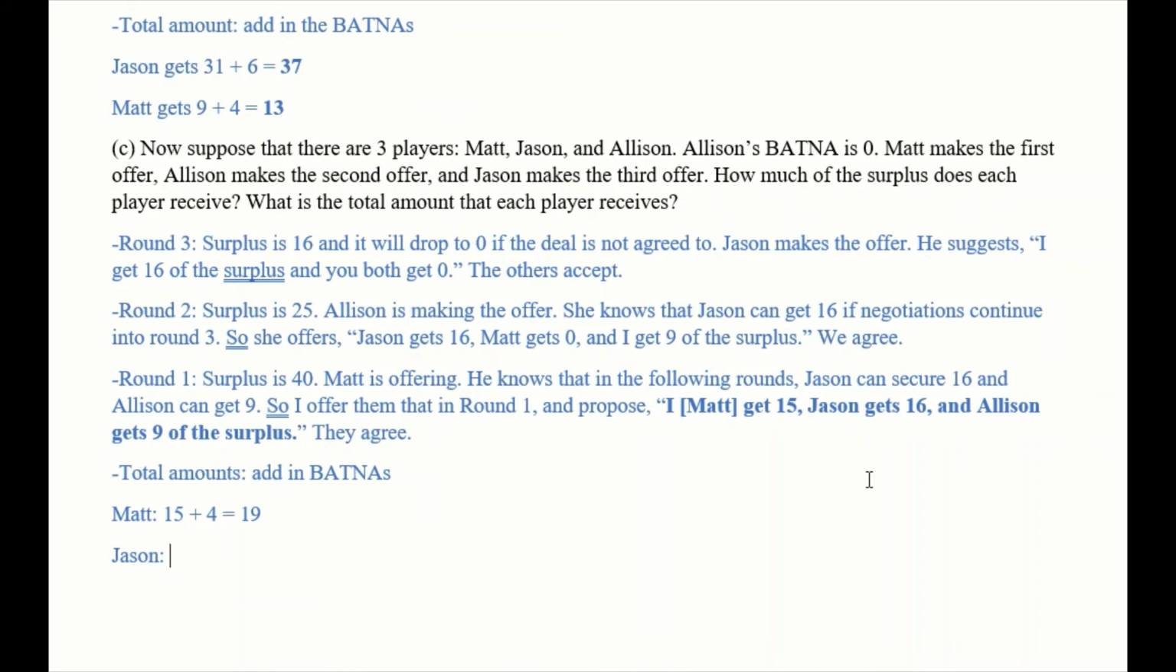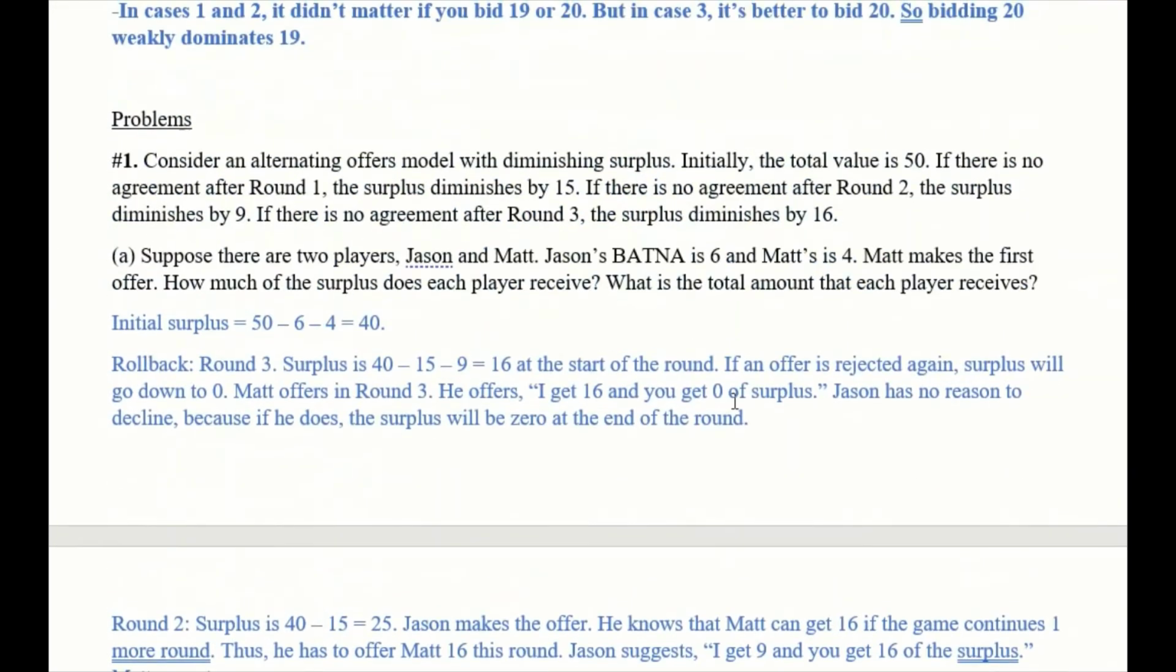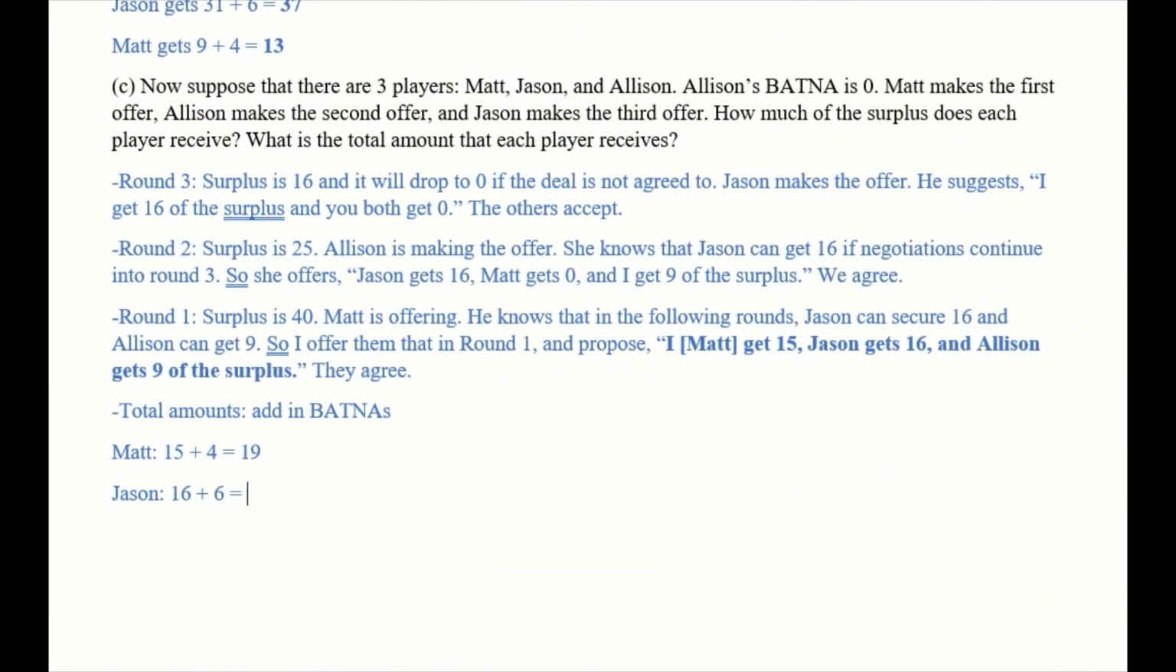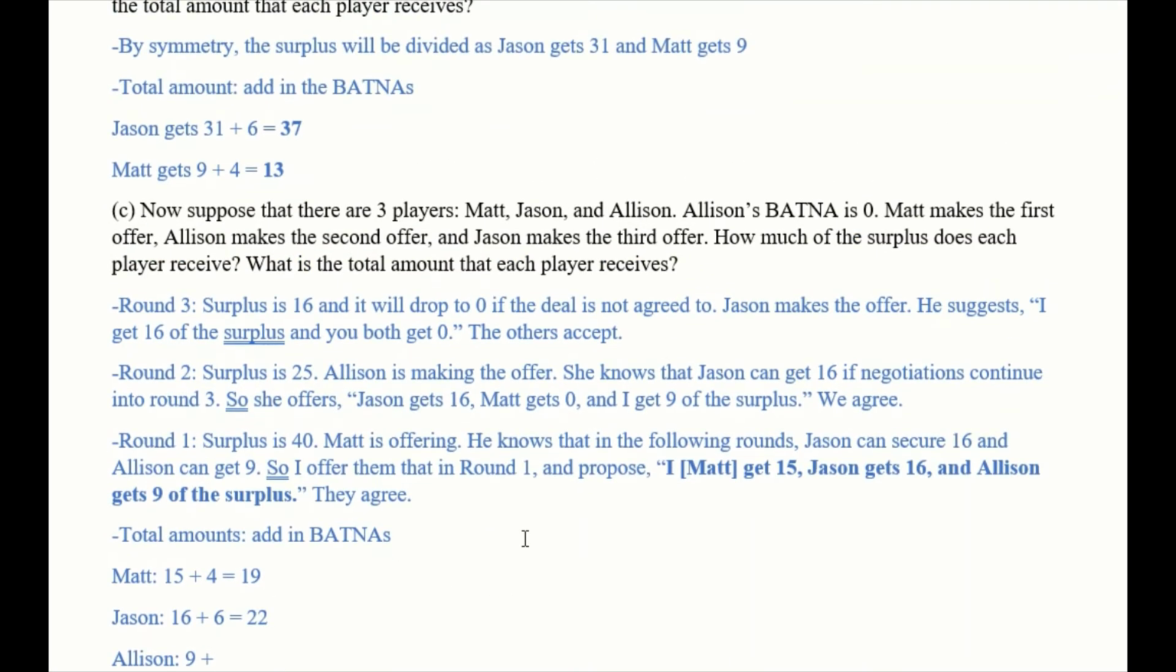So Jason got 16 of the surplus. He also gets his BATNA. His BATNA is 6. Allison gets 9 of the surplus. She also gets her BATNA. Allison's BATNA is 0.